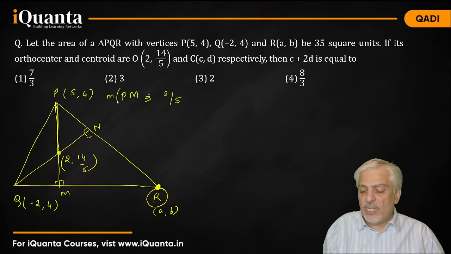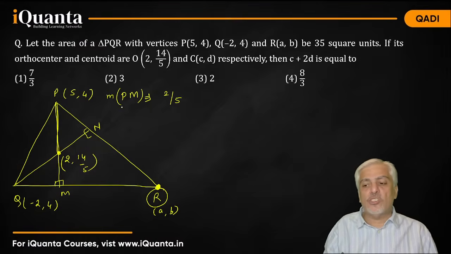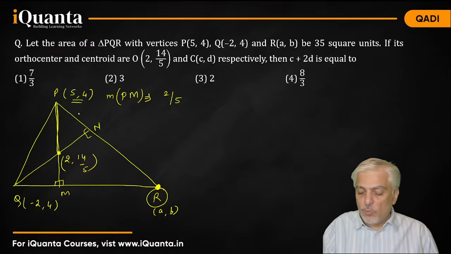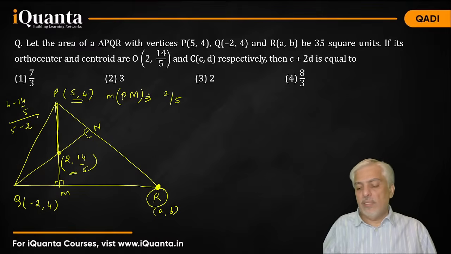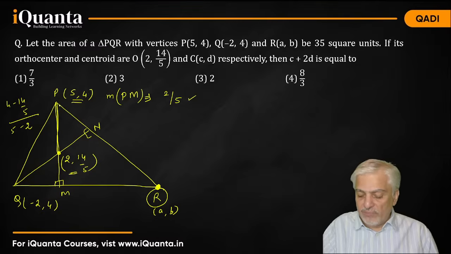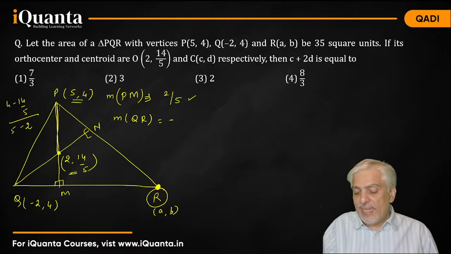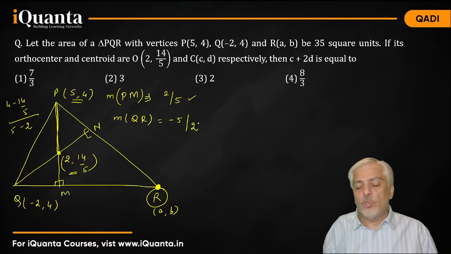Everybody understood? Let's check once more. If you all have not understood this question, pay attention. Slope of PM, I use these 2 points: 4 minus 14 by 5 upon 5 minus 2. Gives me 2 by 5. If I have slope of PM, I will have slope of QR. Because they are perpendicular lines, slope will be the negative reciprocal. So, slope of QR will be negative 5 by 2.